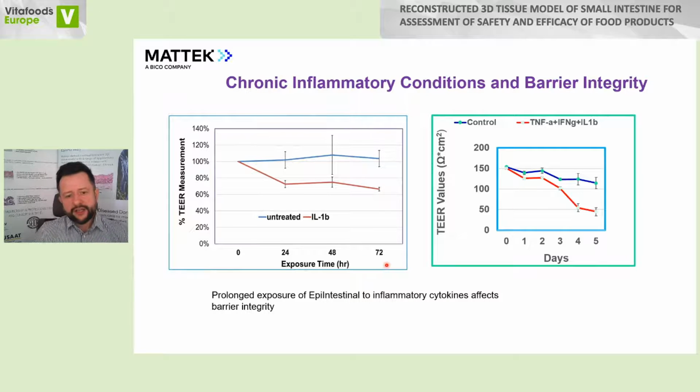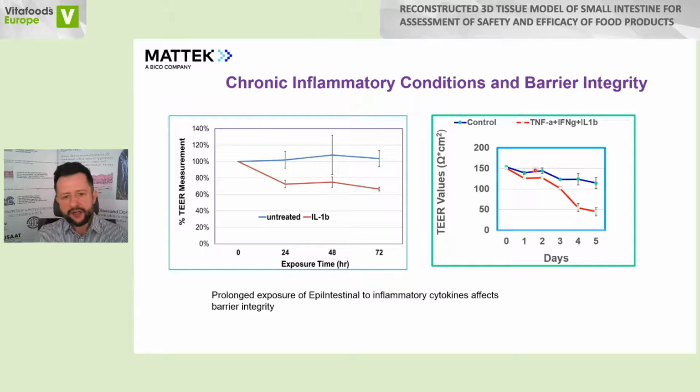On the other hand, it is known that prolonged exposure to some cytokines is also associated with some chronic conditions, such as chronic inflammatory conditions of the intestine, which is also associated with the disruption of the barrier of the intestine. So we were interested to see if the exposure to some of the cytokines which are known to be associated with IBD, for example, inflammatory bowel disease, also has similar effects on our tissue.